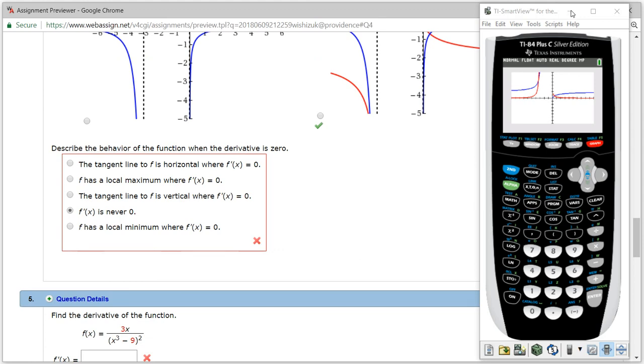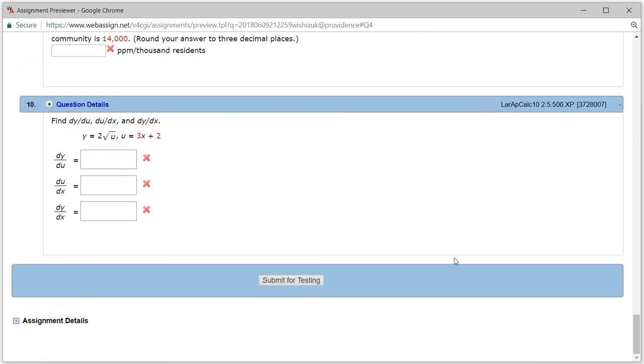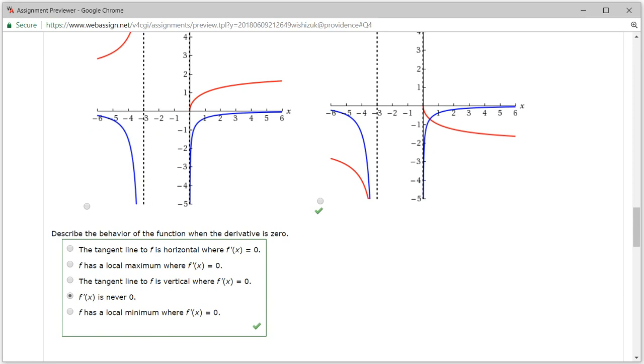Let's check the answer. Submit for testing. Alright, it came back and looks like we got this one correctly.